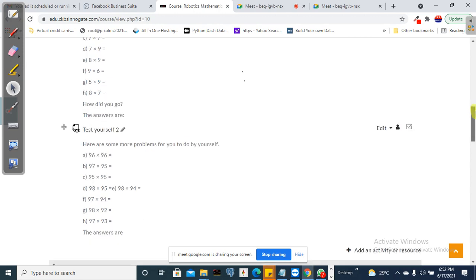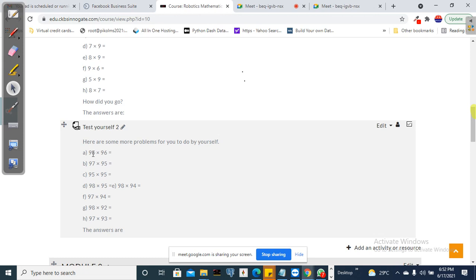Now we have this one, 96 times 96. How do we solve this question? 96 by 96. So from here, you should think about something here. If I have 96 times 96, I should be able to get the answer. And it's the same way that we are doing.